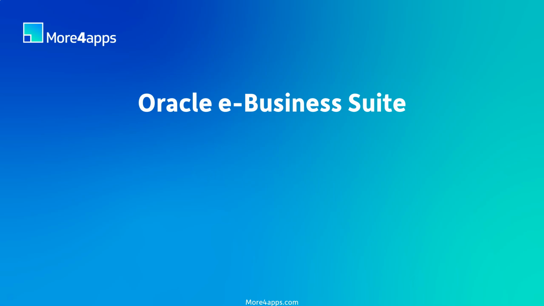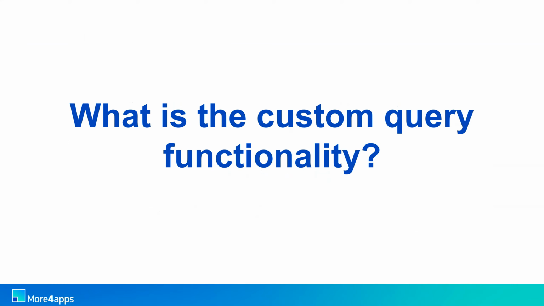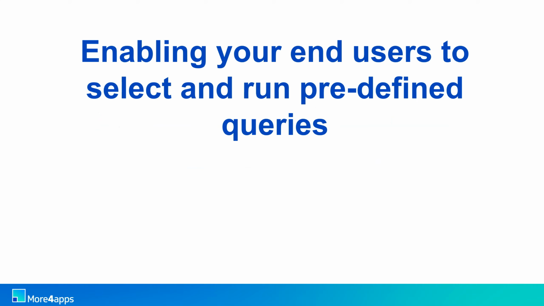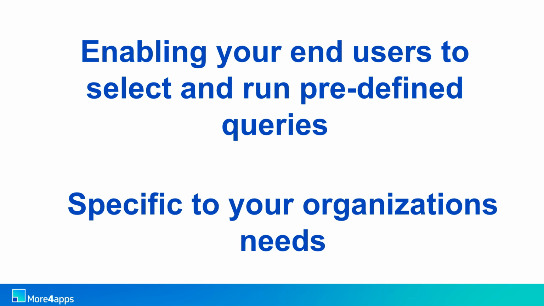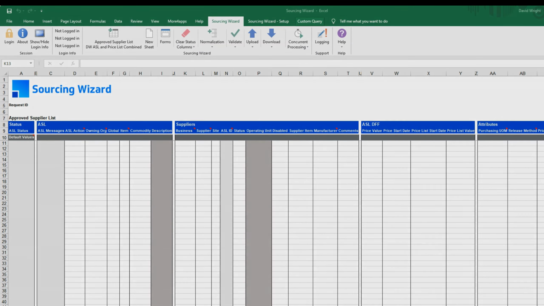Today we're going to go through the custom query functionality which is available on all our wizards and loaders. So what is the custom query functionality? It's enabling your end users to select and run predefined queries specific to the needs for your organization. The custom query functionality fits into all our current products for EBS. You'll see it's to the right of the standard wizard or loader columns called custom query.